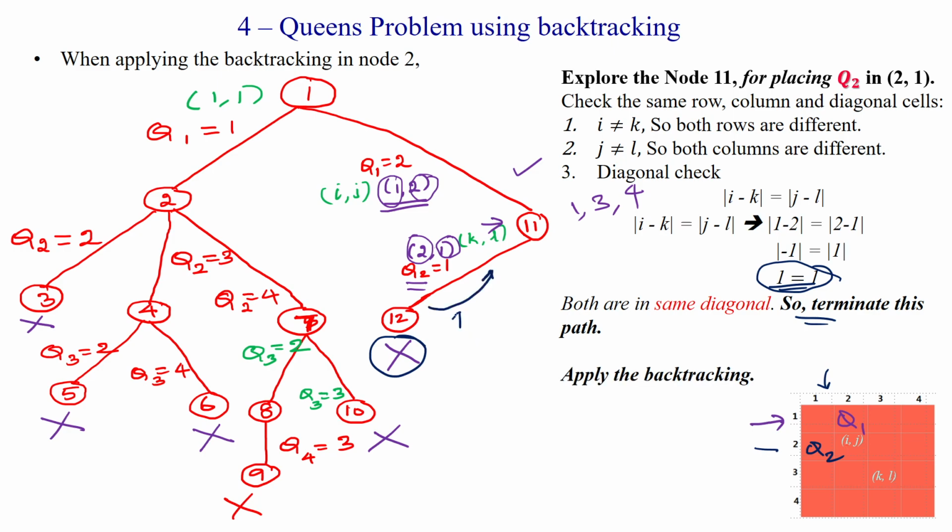So I am applying the backtracking, again going back to node number 11. So the first option is over. Okay, terminating the path. Then what is the second option? Third column. Okay, so here queen 2 cannot be placed in the first column. Then I am checking the third column, is it possible or not?